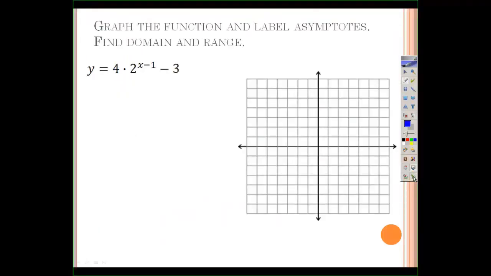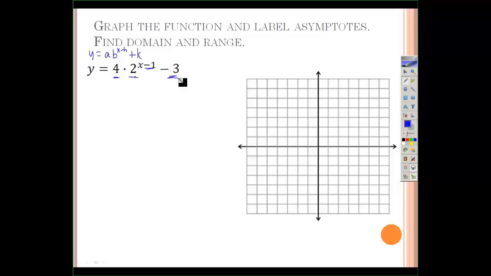We're starting, and we have the equation. It says graph the function, label the asymptotes, find the domain and range. Here's how I want you to do this today. Keep in mind before we get going, it's y equals a times b to the x minus h plus k. We have an obvious a value, an obvious b value, an obvious h, and an obvious k. So this one is very straightforward. All these things are here.